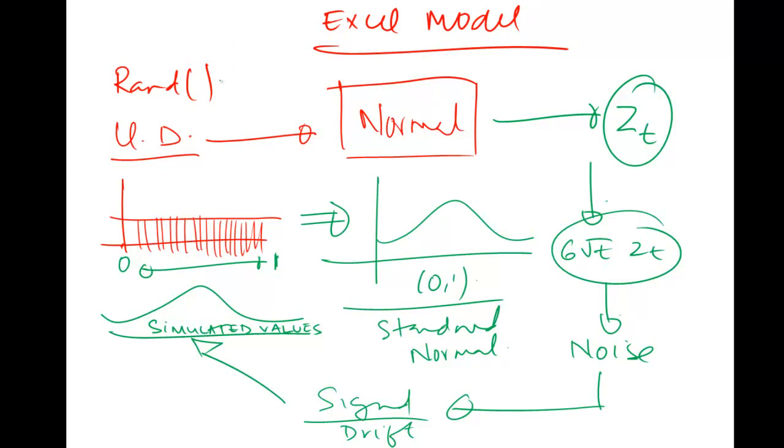What's the first step? The first step is to generate the random number. Second step is to convert that into a normally distributed random number. Third step is to use this Zt and multiply it with your sigma under root t. Fourth step is to add it to your signal drift model. And the fifth step is to use the simulated values, plug them into your financial model, and that'll take care of a large part of your work.